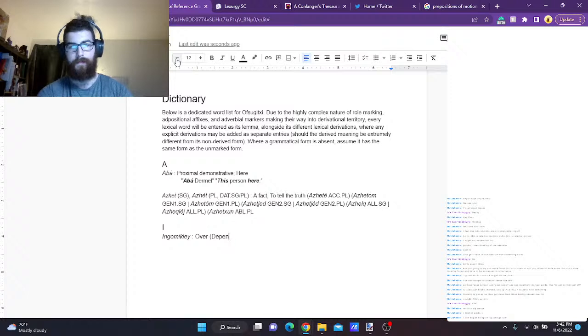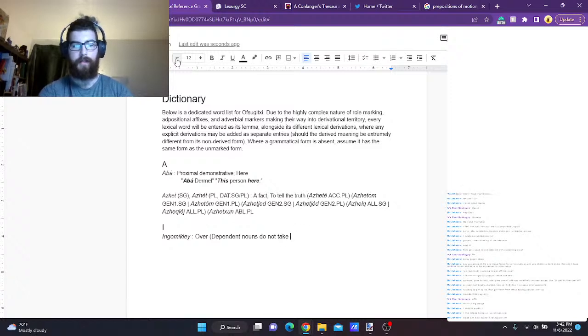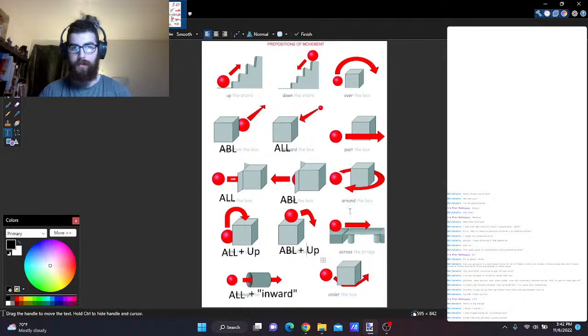Yeah, we have roundabouts. Just go a roundabout. And up and go over. Boom. Dependent nouns do not take case marking, because this is the case marker. Like, this is the case marker. Ooh, not that. So. Bam. Ingomi clay.